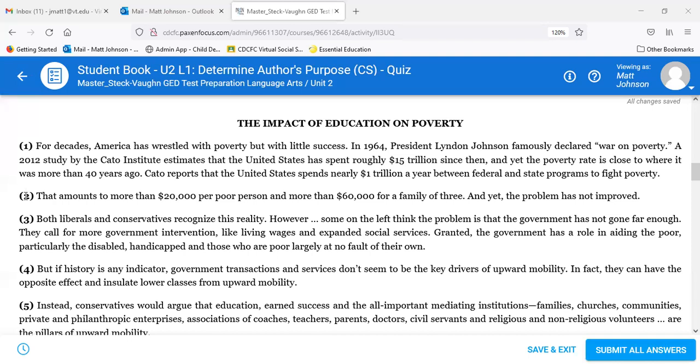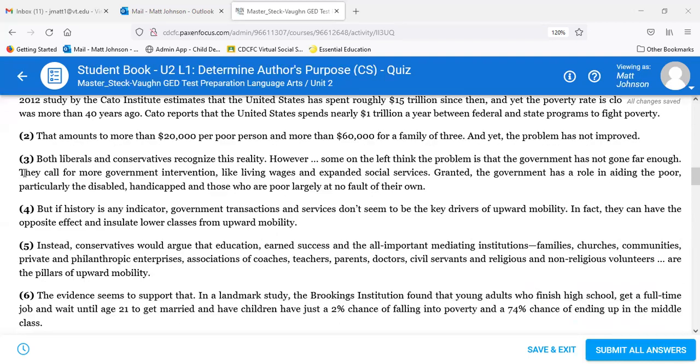Both liberals and conservatives recognize this reality. However, some on the left think the problem is that the government has not gone far enough. They call for more government intervention, like living wages and expanded social services. Granted, the government has a role in aiding the poor, particularly the disabled, handicapped, and those who are poor largely at no fault of their own.